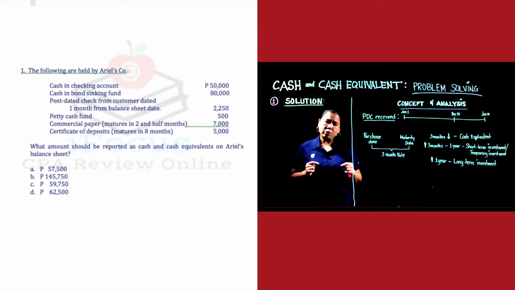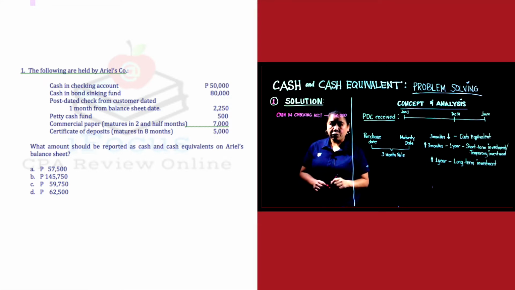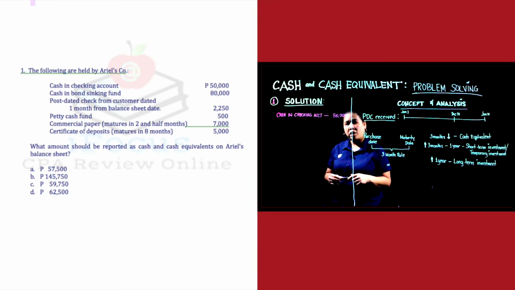Alright? So, the following are held by Ariel's company. First item is the cash in checking account. Siyempre, kasama yan sa ating cash. Okay? So, 50,000 po yan na cash in checking account.